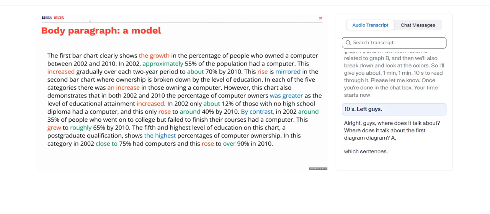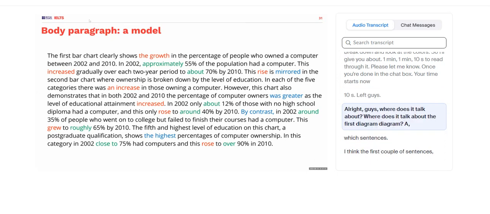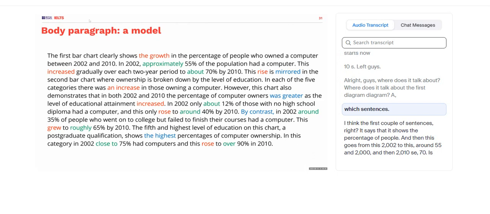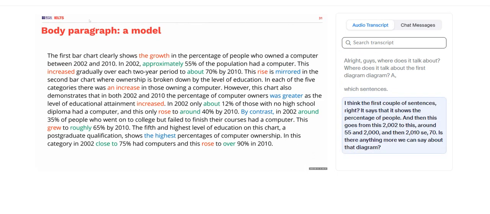Ten seconds left, guys. All right, guys, where does it talk about the first diagram, diagram A? Which sentences? I think the first couple of sentences, right? It says it shows the percentage of people, and then this goes from 2002 to 55, and 2000, and then 2010 7%. Is there anything more we can say about that diagram?